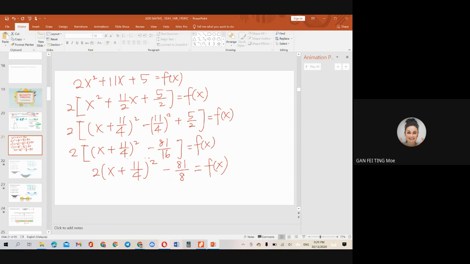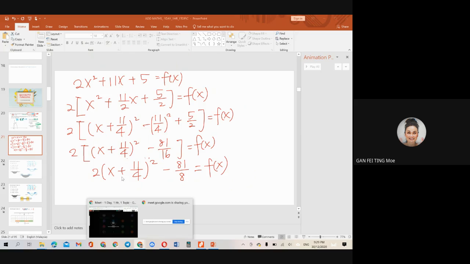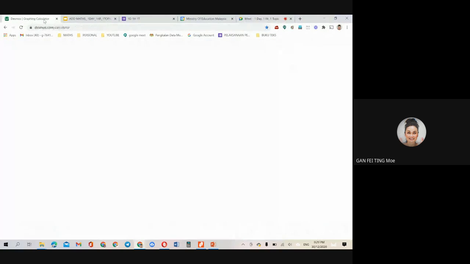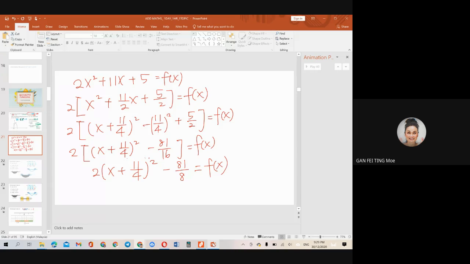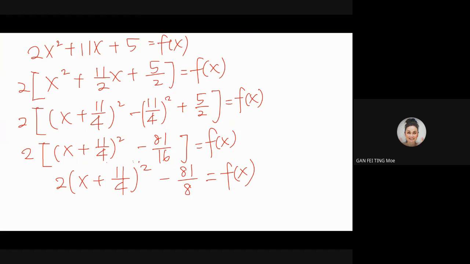I'll need it again later. Okay, let's go here and check our graphing. Okay, this point is negative 2.75 and negative 10.125. Look back at our PowerPoint: it is negative and negative. When you have the value of this, this is the minimum. Okay, correct. Just now I didn't know what I was fumbling.